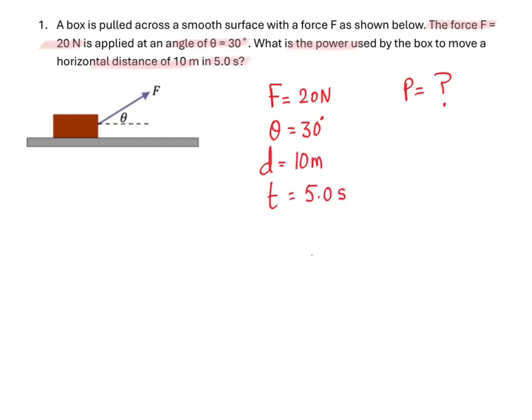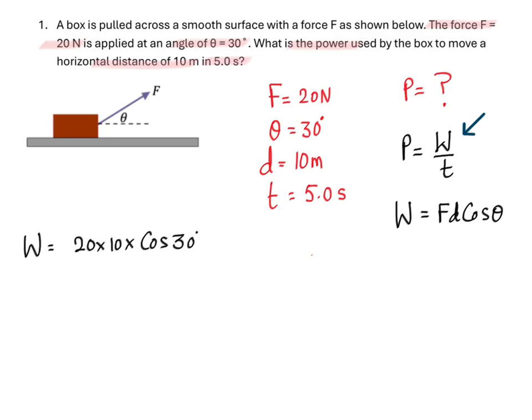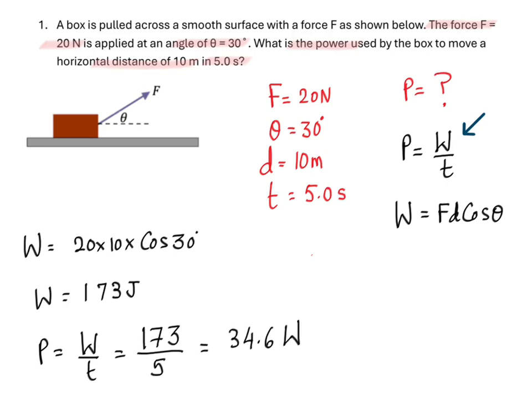5 seconds. Now, if you look at the formula sheet, the power formula is work done over time, W over T, but we don't have the work done. So we'll use the formula for work done, which is Fd cosine theta, to find the work done first. Now, F is 20, D is 10 and theta is 30. So we can substitute that into the equation and get the work done as 173 joules. Then we'll put this into power formula and get the value for power, which is 34.6 and the unit is watts.